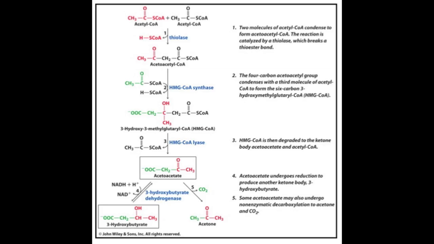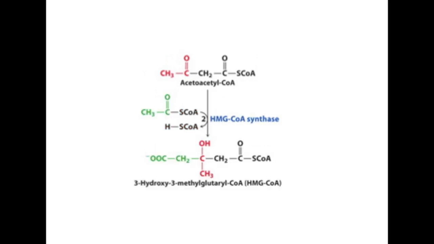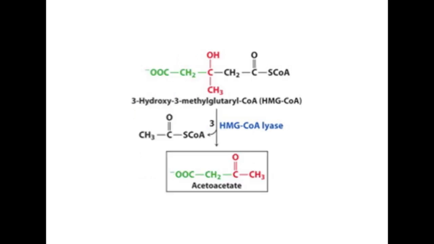Ketogenesis happens in 4 steps. The first reaction is a condensation reaction that combines 2 molecules of acetyl-CoA into one molecule of acetoacetyl-CoA. The second reaction is another condensation reaction that adds another molecule of acetyl-CoA to form 3-hydroxy-3-methylglutaryl-CoA. In the third reaction, this 6-carbon molecule is then degraded to acetoacetate by removing a molecule of acetyl-CoA.